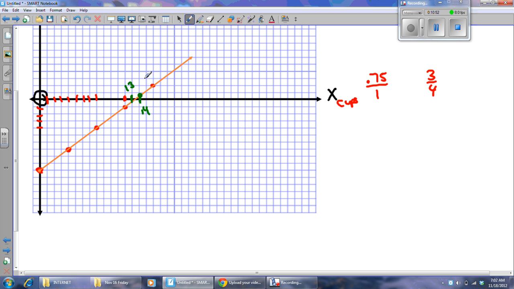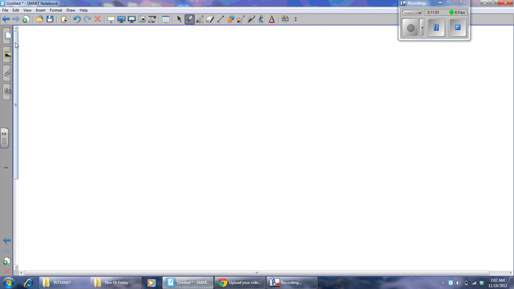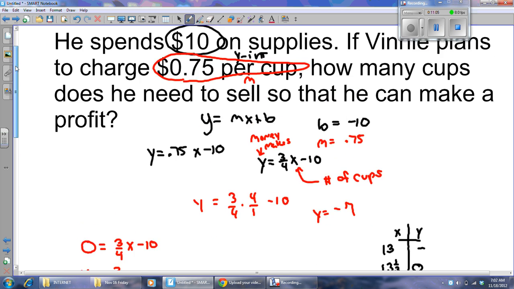It's pretty easy stuff if you think about what you already know and then just apply that to the story problem. Okay, let's see here. I think I have one more problem for you. Hold on, I can't find it.